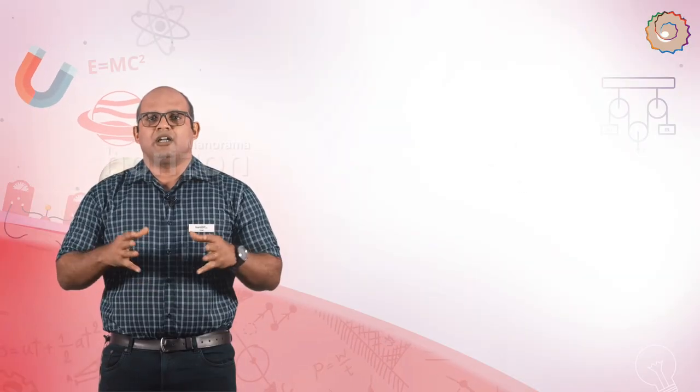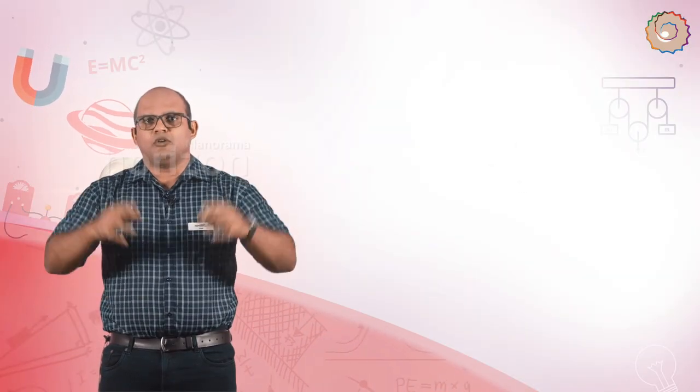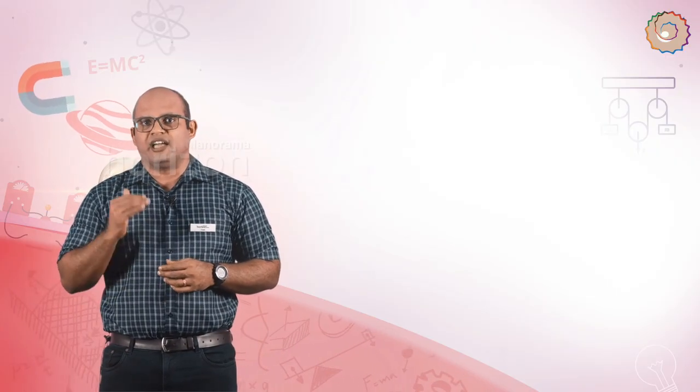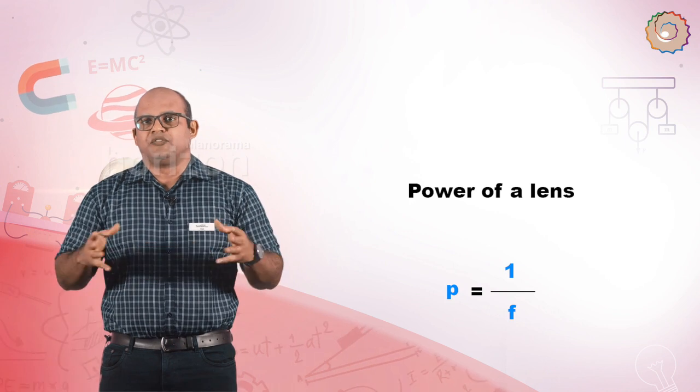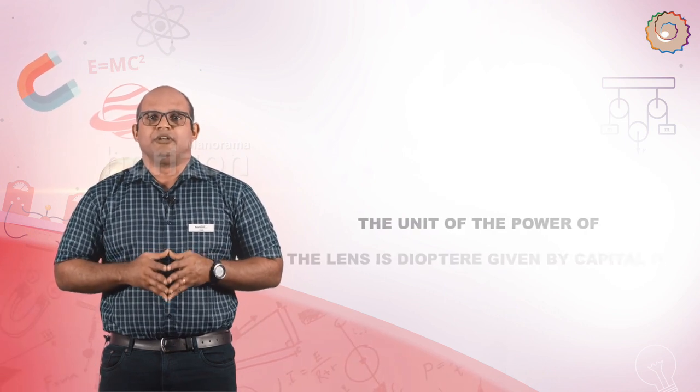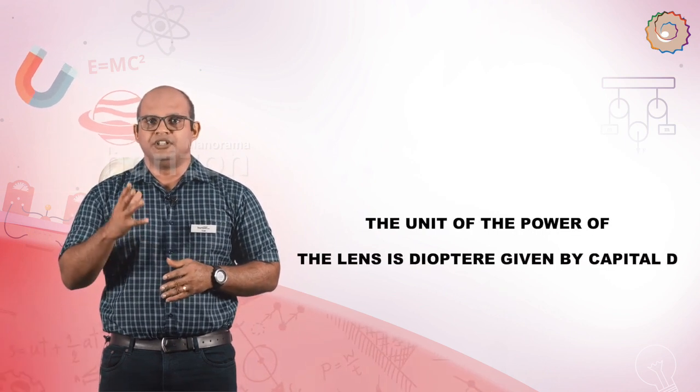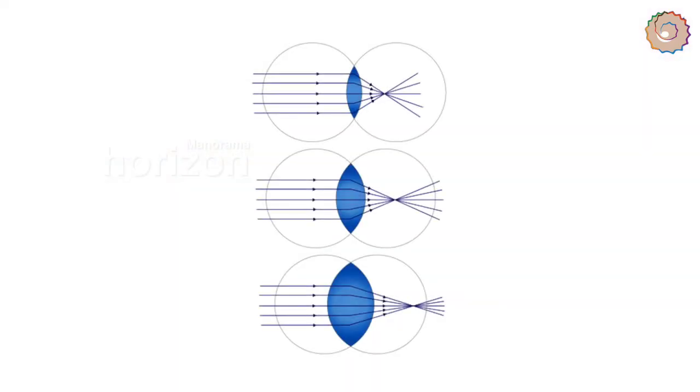Next, we have the power of a lens. The power of a lens is the amount by which a lens can converge or diverge a given beam of light. It is the inverse of the focal length and is measured in diopters. The symbol is capital D. Larger, flatter lenses tend to have smaller power than smaller, rounder lenses, and vice versa.